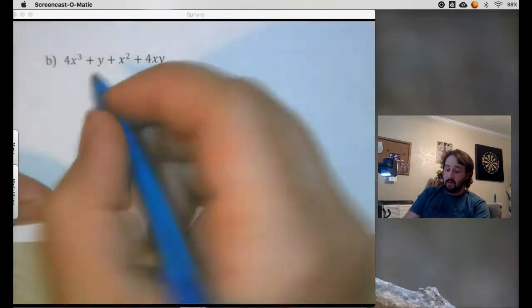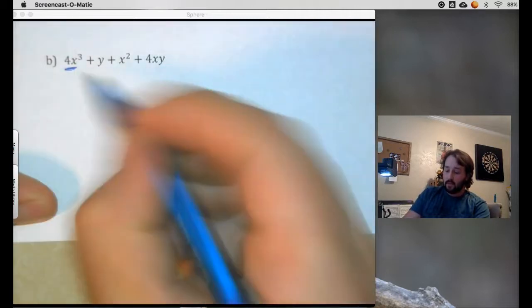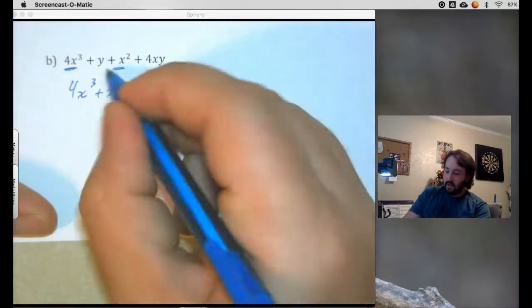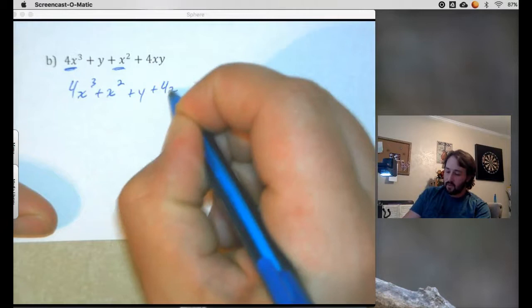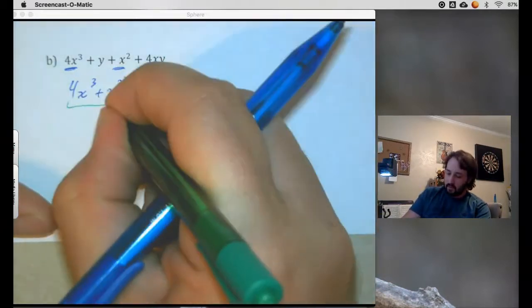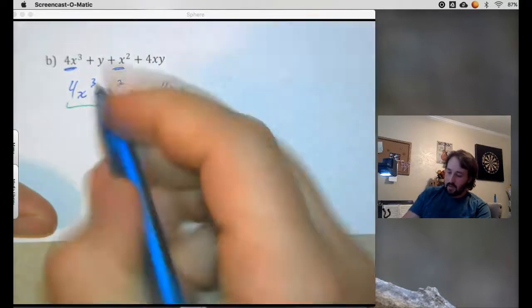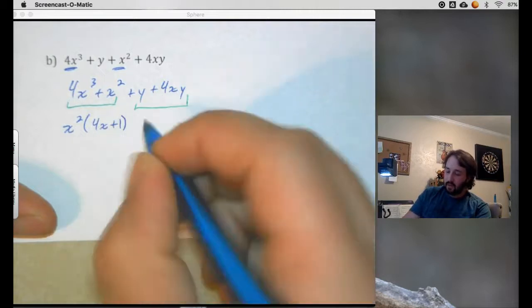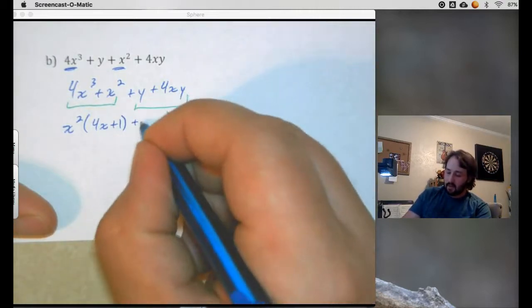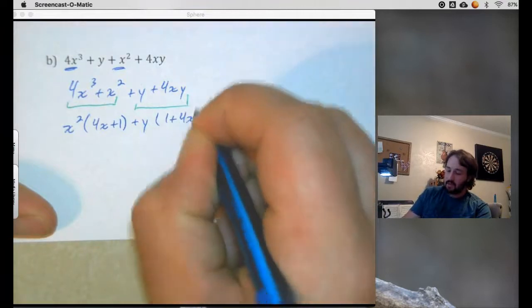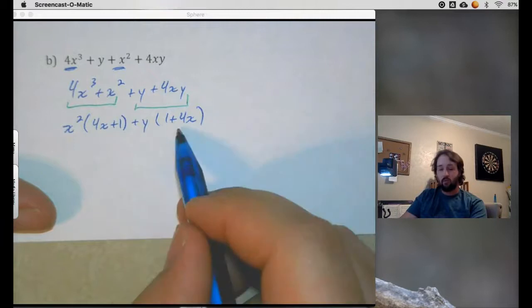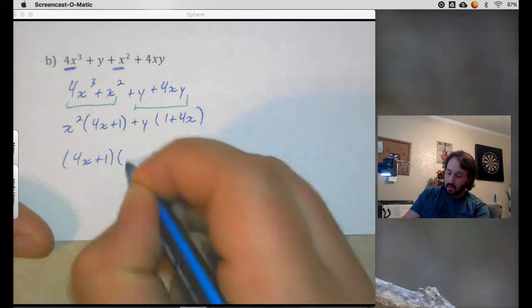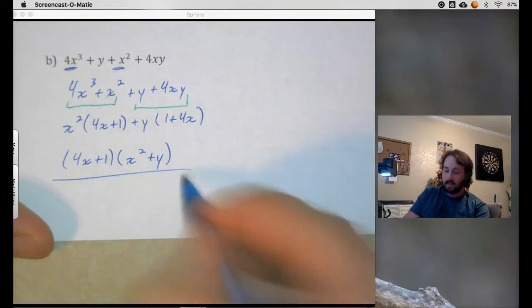The first thing I notice here, and you don't always have to take the two right together, is 4x cubed and x squared. So I'm going to rewrite this. I have 4x cubed plus x squared, then plus y plus 4xy. Because now if I look at this group and this group, these have an x squared in common. So if I factor that out, I'm left with 4x plus 1. These have a y in common. So if I factor out the y, I have 1 plus 4x. So again, just like in the last one, 4x plus 1 and 1 plus 4x are the exact same factor. So I can factor it out: 4x plus 1 times x squared plus y. That's it. That's factored complete.